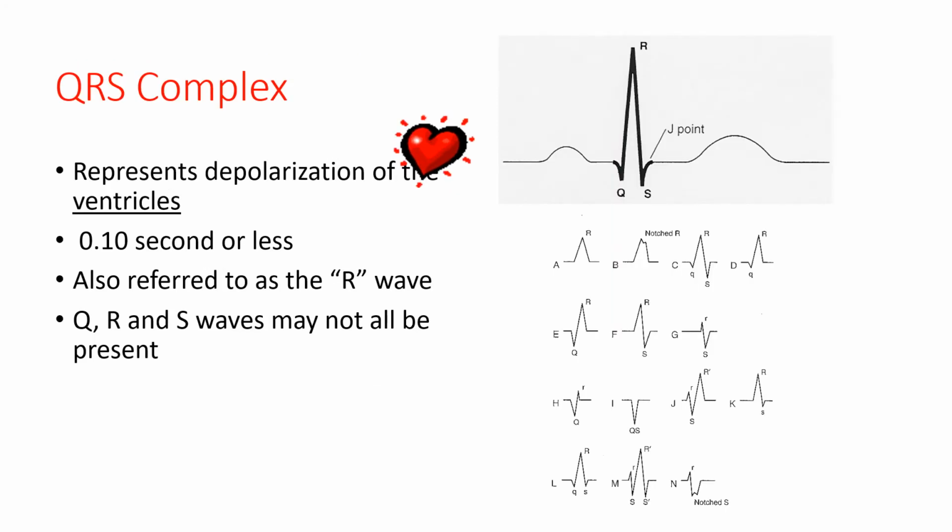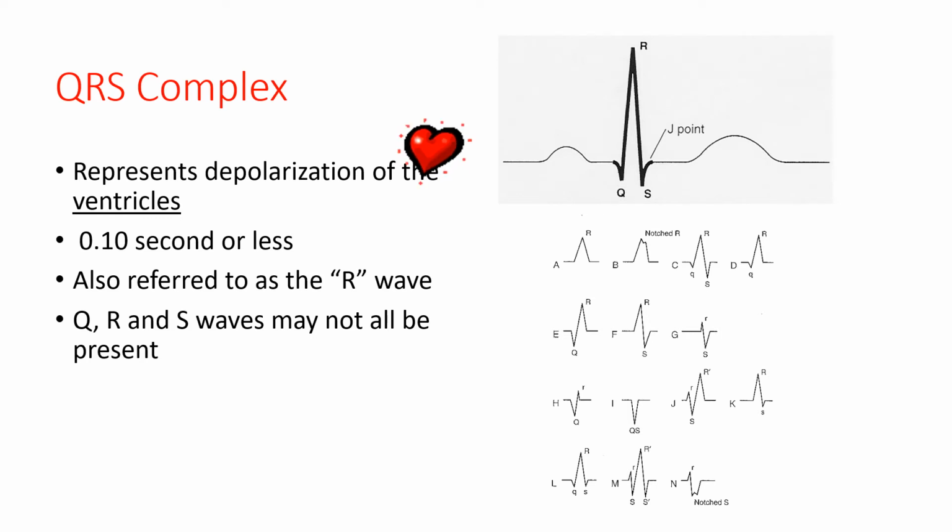The QRS complex represents depolarization of the ventricles. With your QRS, you may not have all of your waves. You may not have a Q, you might have an RS without a Q, or you might just have a QS. So looking at these different types of QRSs, and again, it depends on what lead you're looking at, we're also going to be referring to all QRSs as R waves.